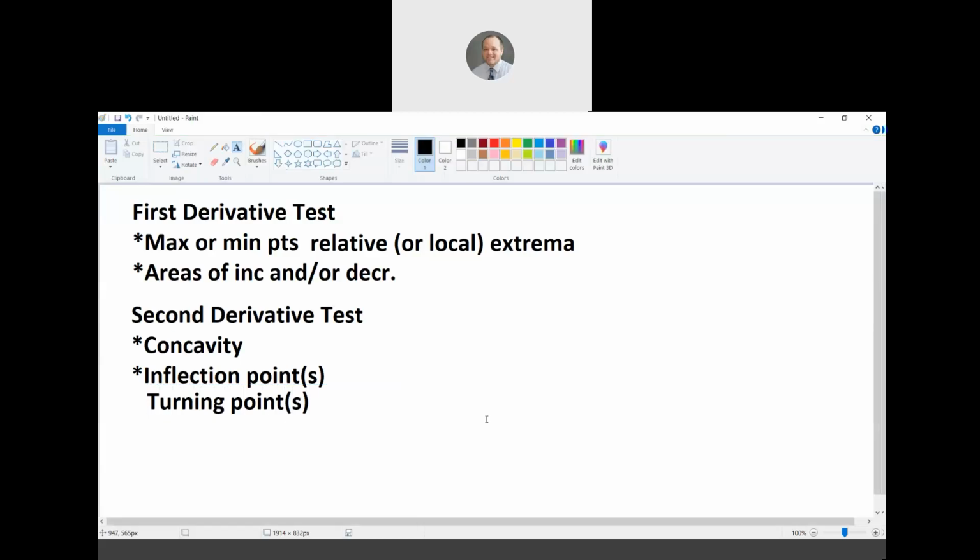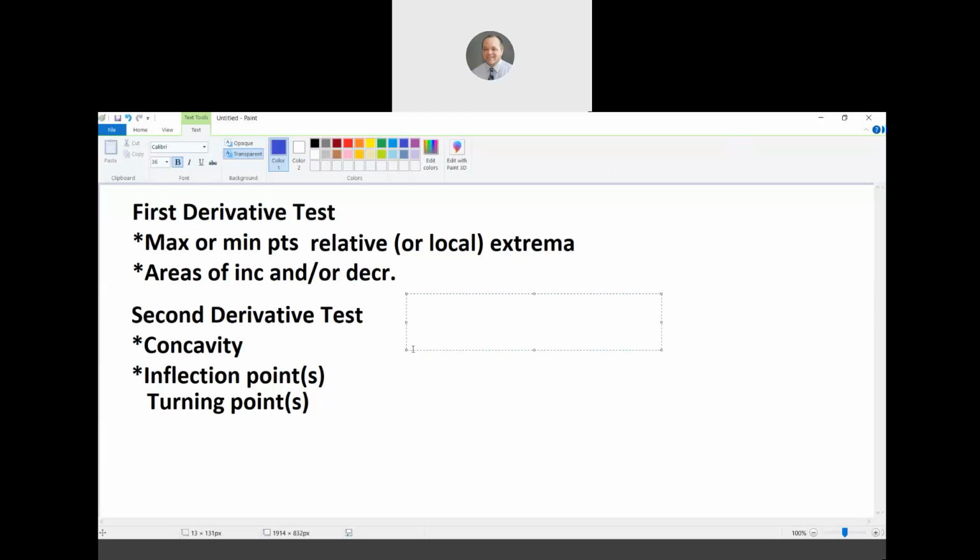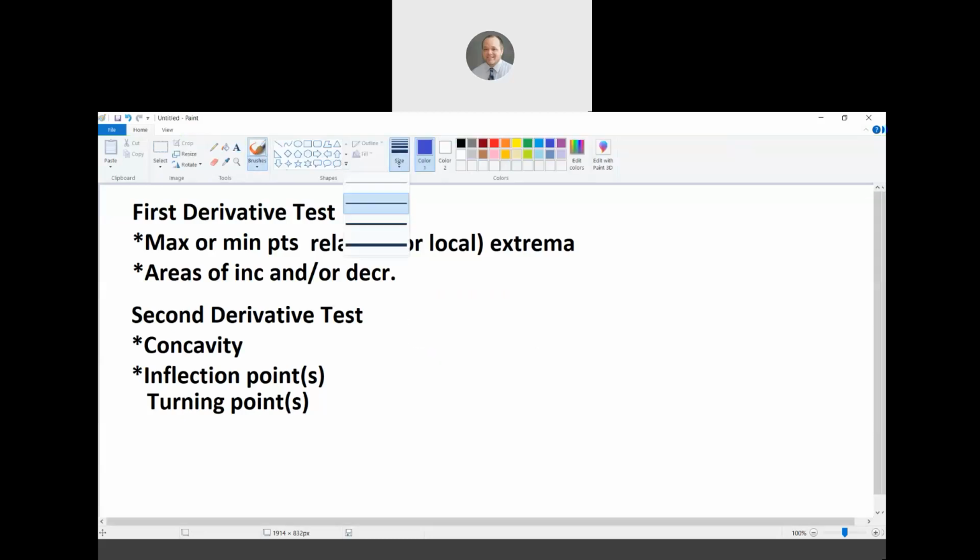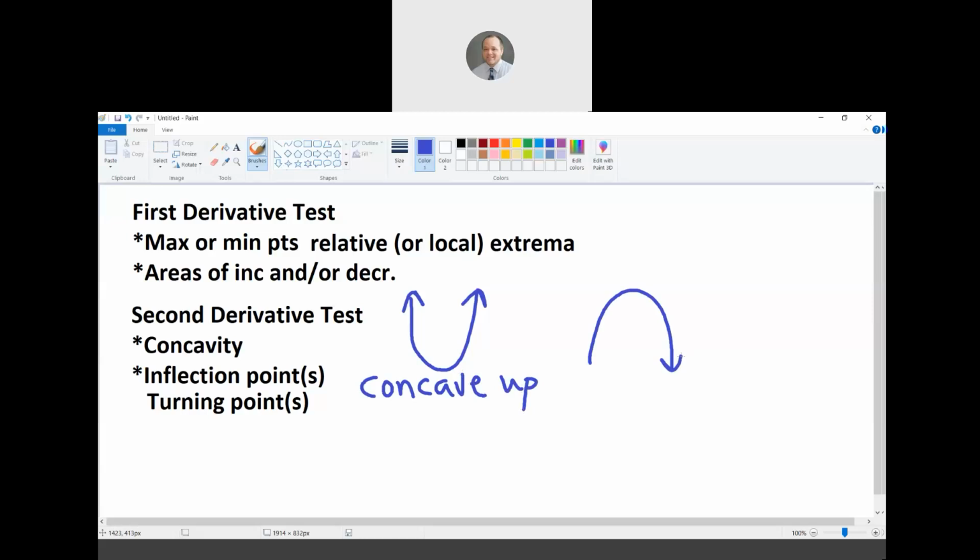Now, a function is concave up if it looks like this. If it looks like a regular shaped cup, then this is known as concave up. And if your piece of the graph is upside down, then that's known as concave down.